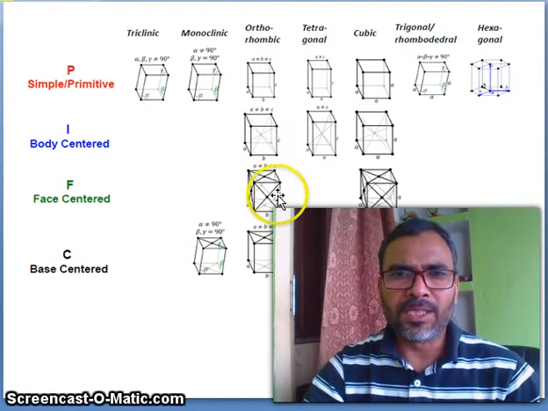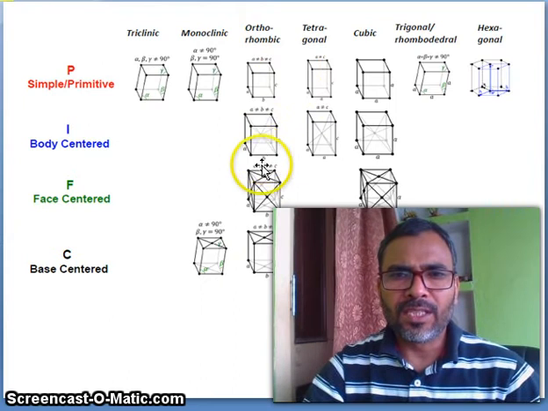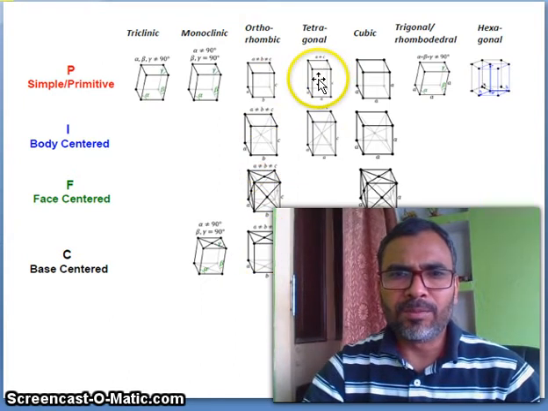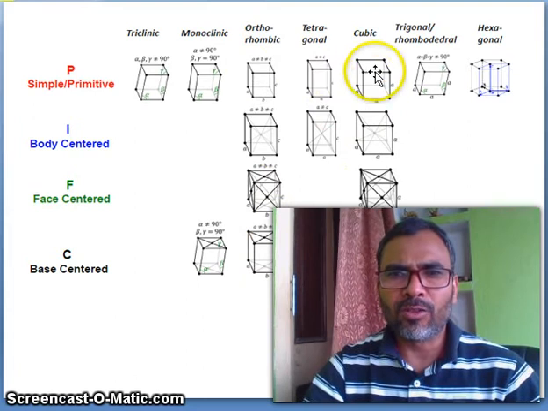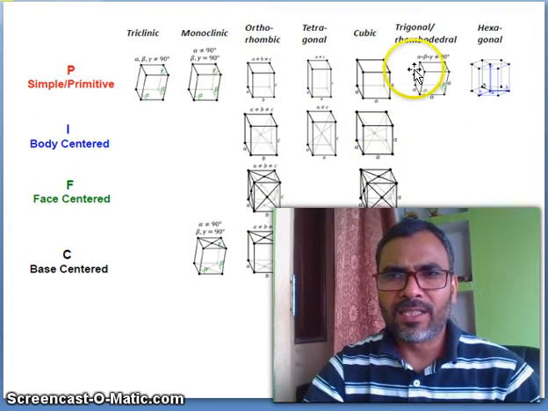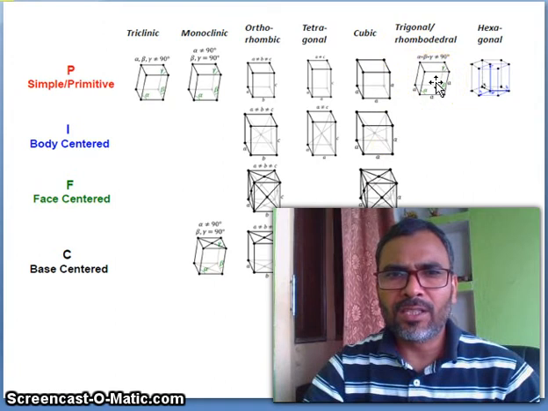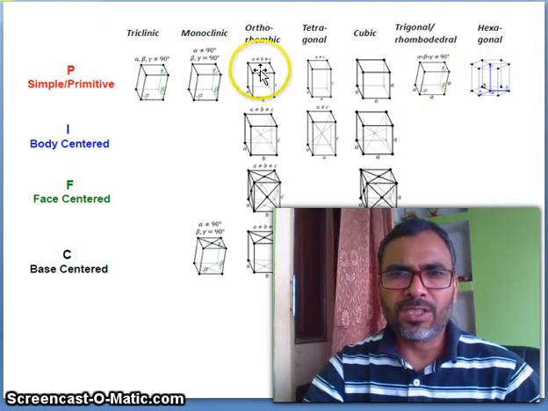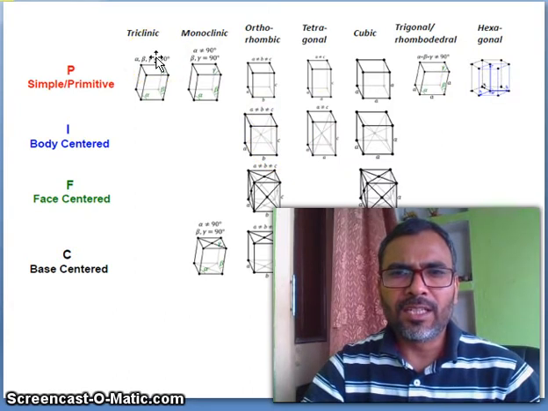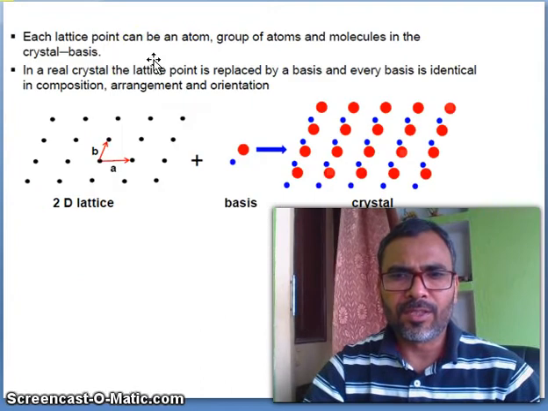Orthorhombic, all present: primitive, body centered, face centered, and base centered. Tetragonal, only primitive and body centered. Cubic, primitive, body centered, face centered. Trigonal or rhombohedral, only primitive. Hexagonal, only primitive. So this orthorhombic is very rich. So we have 14 Bravais lattices and 7 crystal systems.